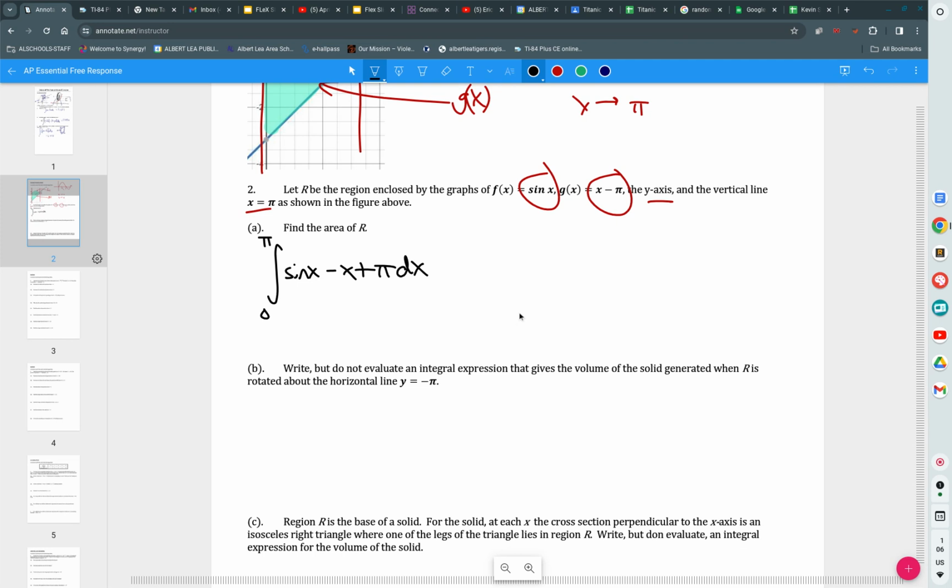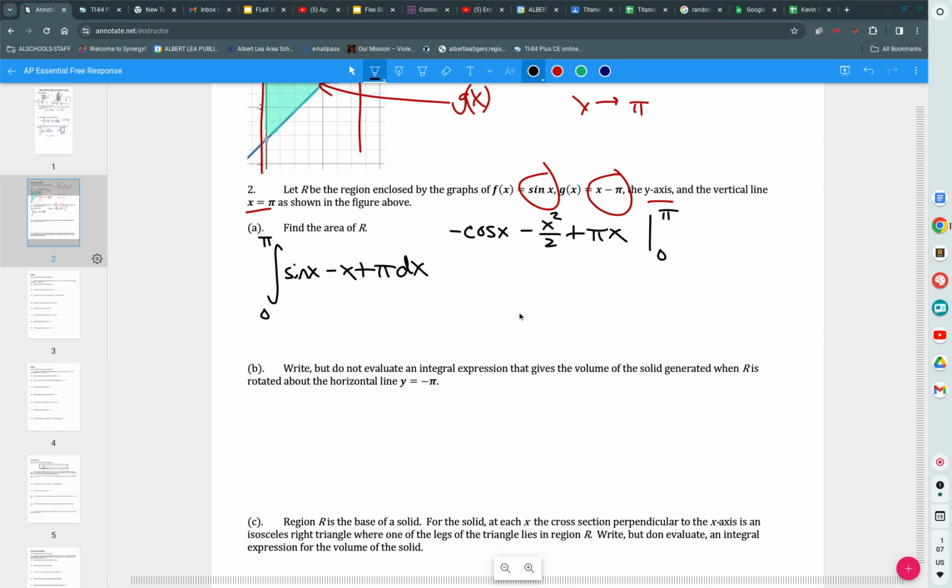Okay, antiderivative of sine of x. Negative cosine of x. Antiderivative of negative x. Antiderivative of pi. Pi x. Evaluated at pi and 0. Am I going to have to plug in 0 eventually? Yeah, because the cosine of pi is obviously what? 1, and so that's going to impact our result.